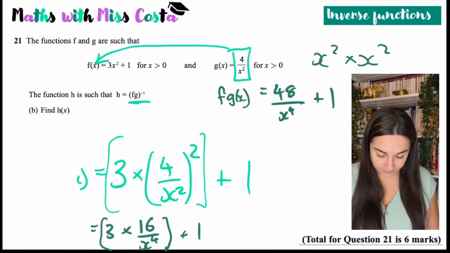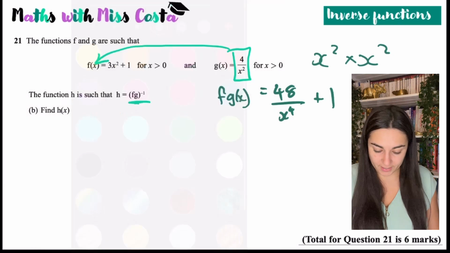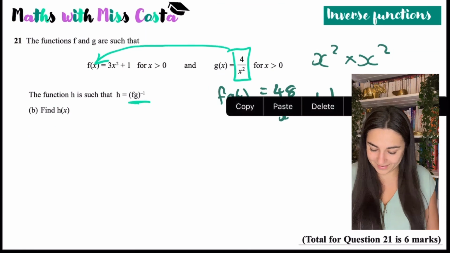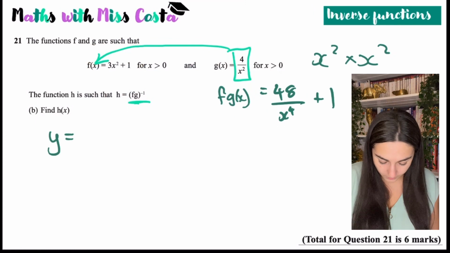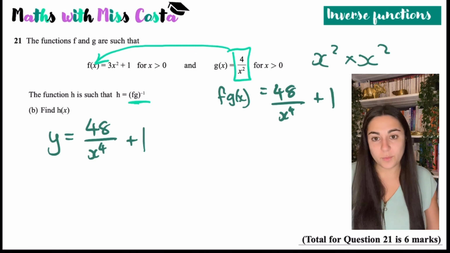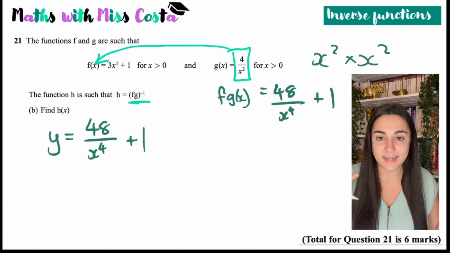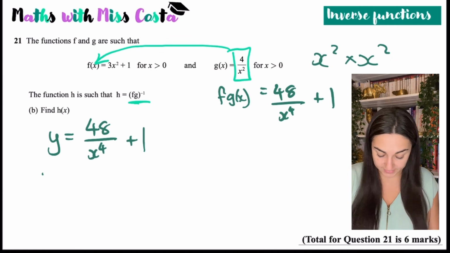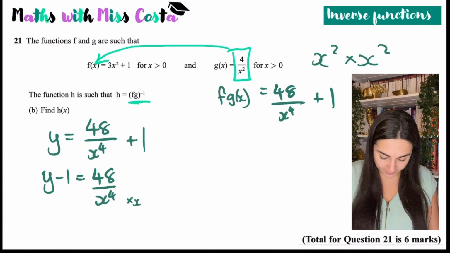So when we're finding the inverse, what we do is we say, okay, so if my equation was y equals 48 over x to the power 4 plus 1, what would the inverse be? And to get that, I have to make x the subject. So you rearrange everything to get x the subject and you find the inverse function. So we'd say y take 1 is 48 over x to the power 4. Next step, we'd multiply both sides by x to the power of 4.